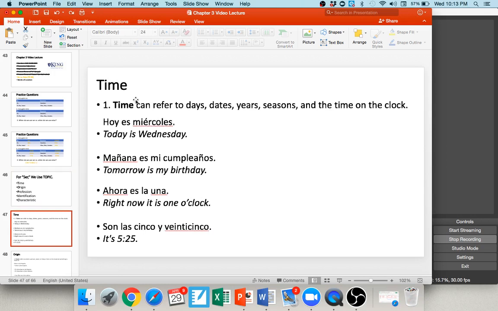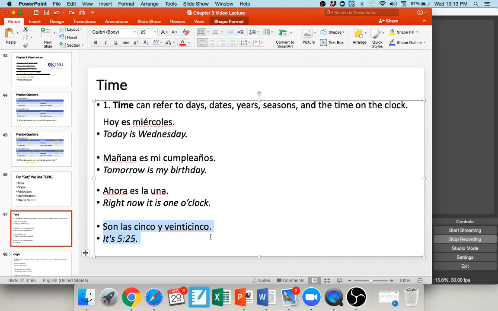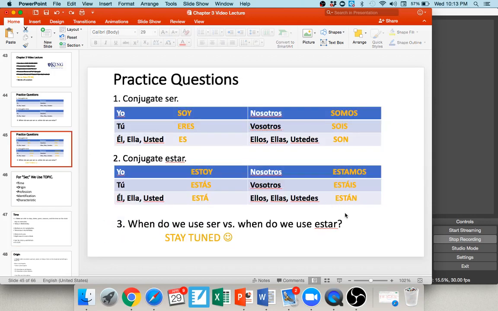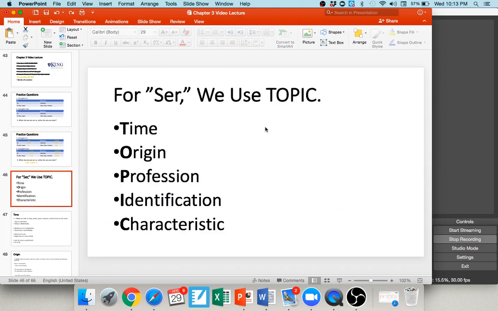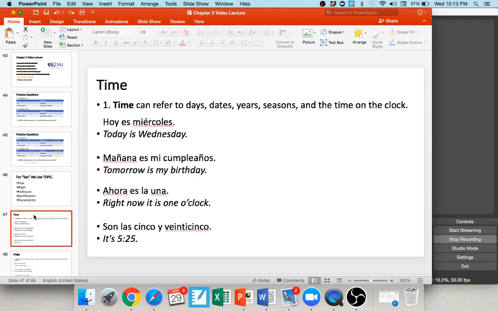Time can refer to specific things like days of the week, specific dates, years, seasons, or even the time on a clock. Okay? So think back to what we did in chapter 2 when we were talking about time. When we said it is a certain time, we said son las. In this case, son las 5:25. It's 5:25. Well, we didn't say están las, we said son las. That's because with time, we always use the verb ser.